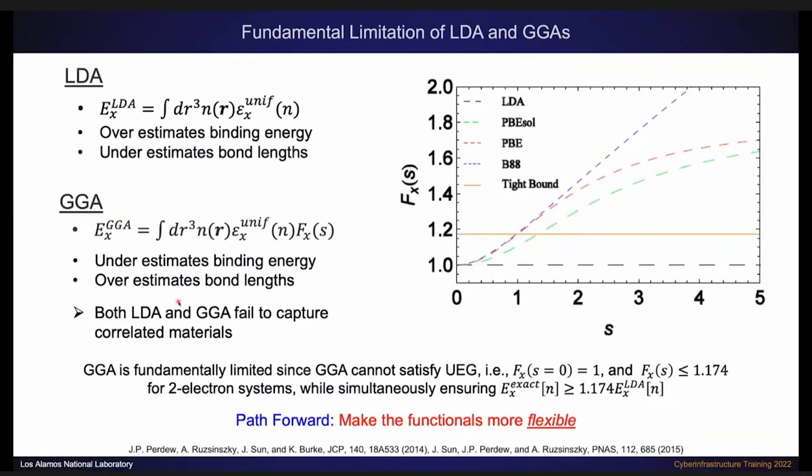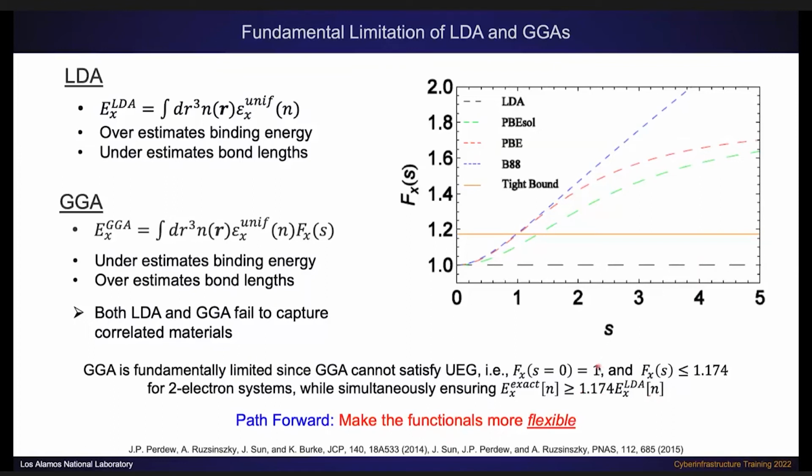And the real fundamental problem is that it's very hard to satisfy different exact constraints that we know mathematically should exist on this functional. For instance, here we have that a GGA cannot satisfy the uniform electron gas. Specifically, if this function F_x(s) equals 1, it has to be less than 1.74, because somebody has solved this bound for a 2-electron system. But it cannot simultaneously do that while maintaining this other bound here, that the exact functional has to be greater than 1.174 times the LDA total energy. So these are two contradictory facts.